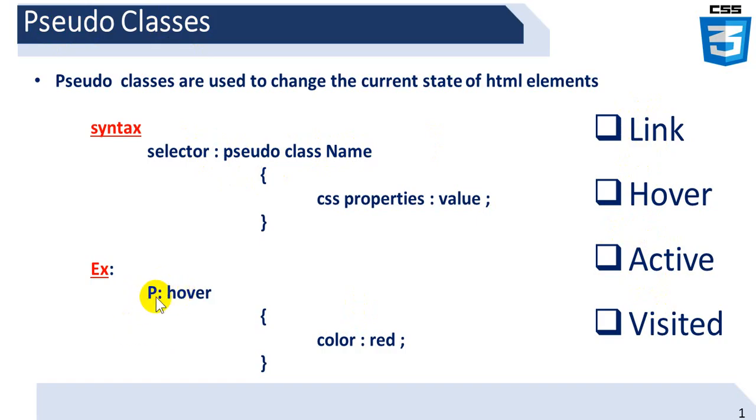I have given the syntax. Observe here, I have used P. P means I am selecting only one element, so it is an element selector. You can use any selector here. Then the colon, which indicates a pseudo class, then the pseudo class name, then the CSS properties. So now we will see this.